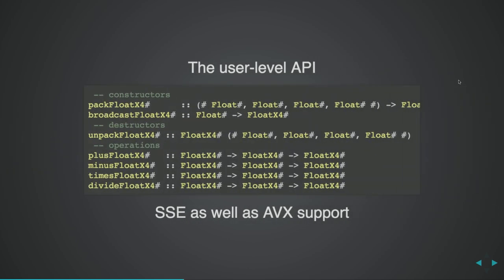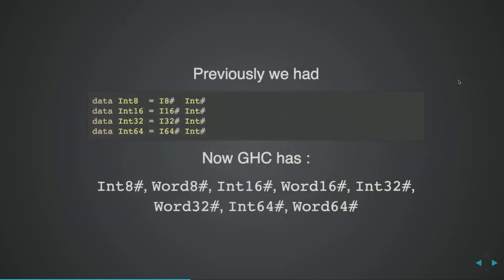So the basic user-level API, what you as a programmer can do, is something like this. All of these things which you are seeing are a little bit low level. The FloatX4# types which you are seeing are unlifted types. So you can pack floats, you can broadcast them, and once you have the vector operators, you can do arithmetic operations like plus, minus, times, divide. There are some things which I didn't include, like negate, but that's the general API of what you can show. I'm going to show you an example with that.